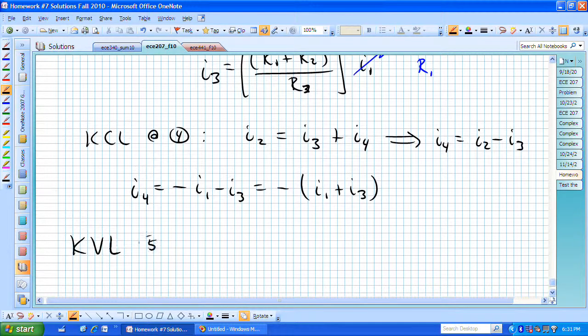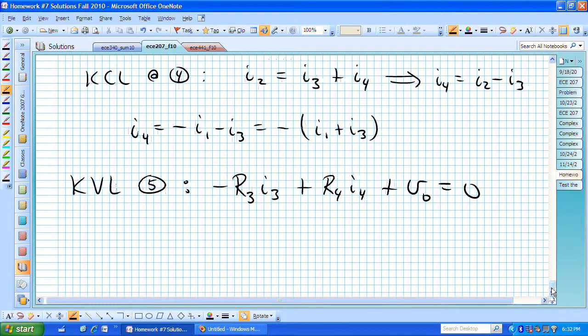We will now go and do KVL around the last mesh or loop, which is 5. We're going against I3, and so our drop is minus R3 I3 plus R sub 4 I sub 4 plus V naught is equal to 0. We can now solve that for V naught. V naught is going to be R sub 3 I sub 3 minus R sub 4 I sub 4.